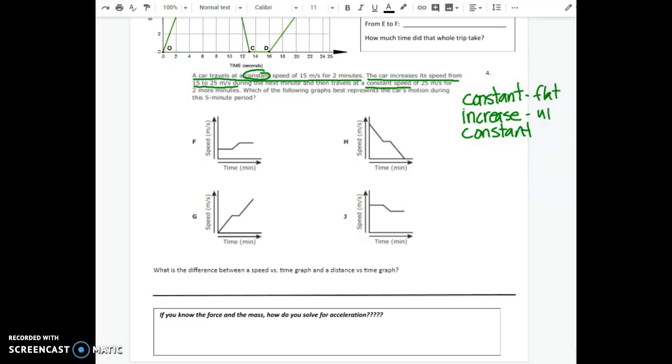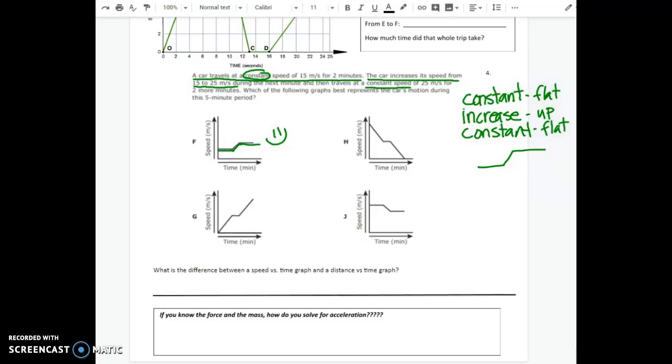So if we were to draw what we would expect over here on our notes, next to constant, we would have a flat line, and then increase, we'd have a diagonal line and another flat line. So let's see which one looks like what would fit our graph here. We've got constant, increase, constant again. Okay, that looks like a really good answer.